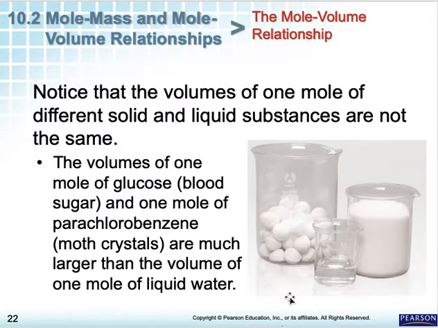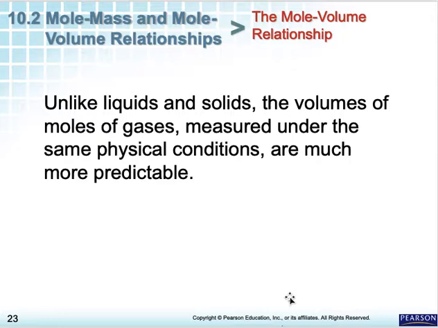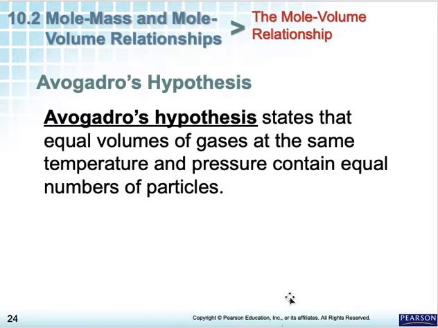And we have 1 mole of liquid water. Each one of these has a different volume because they're solid or in the liquid state. But when we have gases, they all occupy the same volume at STP. So it doesn't matter what the element is. 1 mole of any gas will be 22.4 liters.